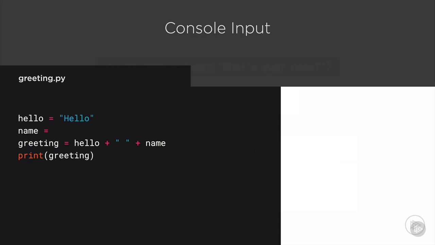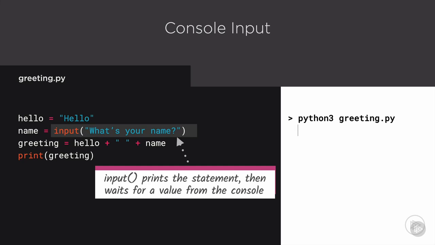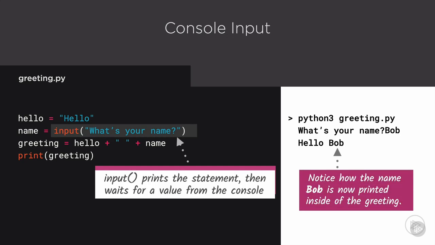Now we're going to take that input function and add it to our program. If we run our program again, we can see what's your name is printed to the console and it's waiting for the user to type a response. Once they type Bob and hit enter, the string Bob is saved to the name variable, and the final greeting is printed as hello Bob.